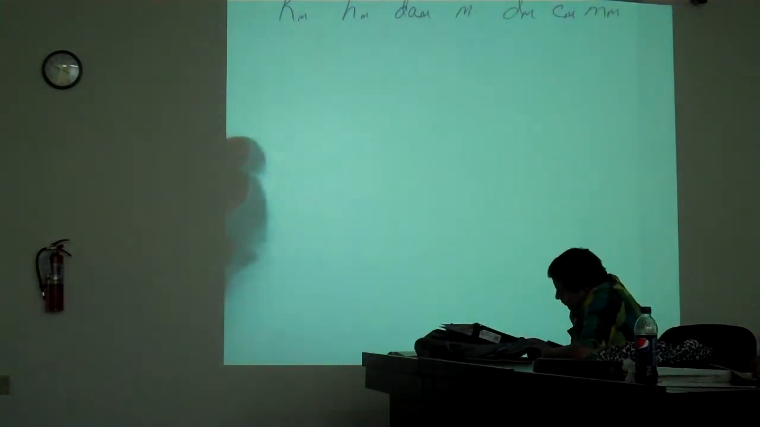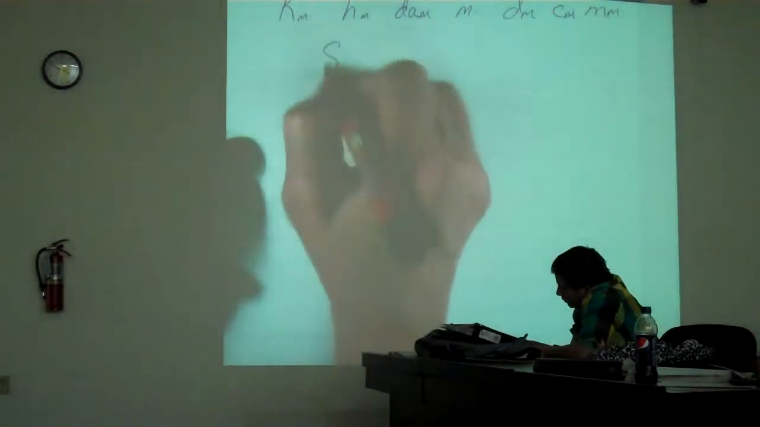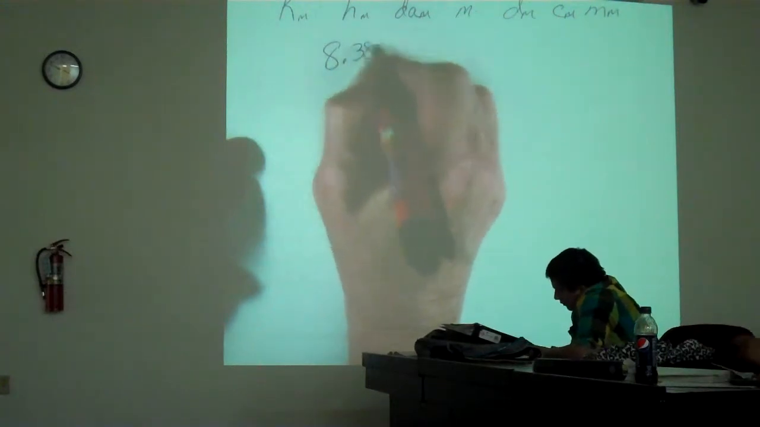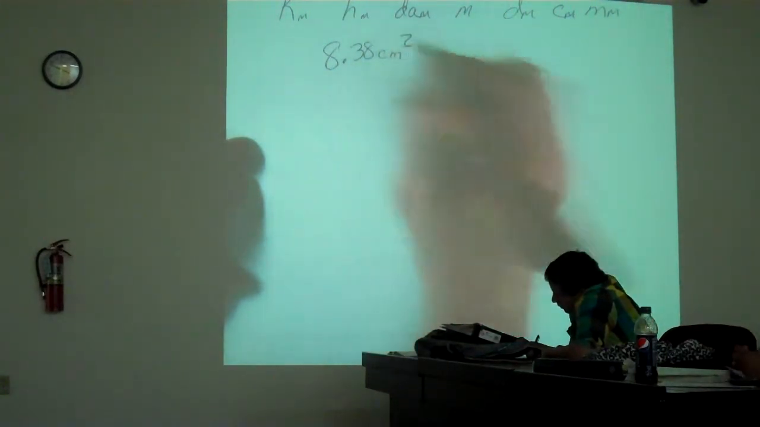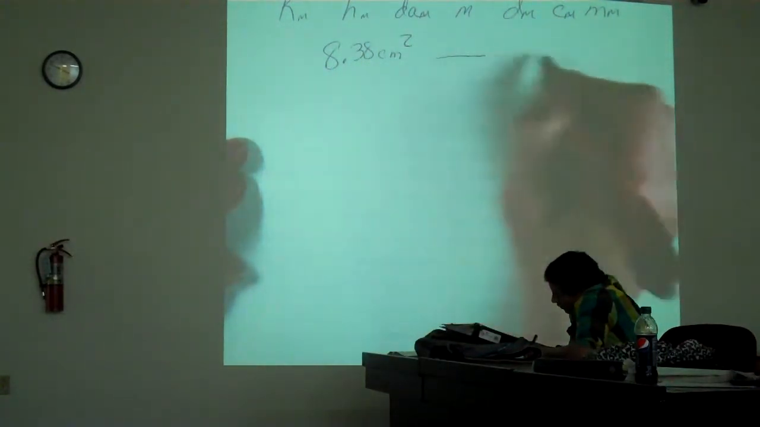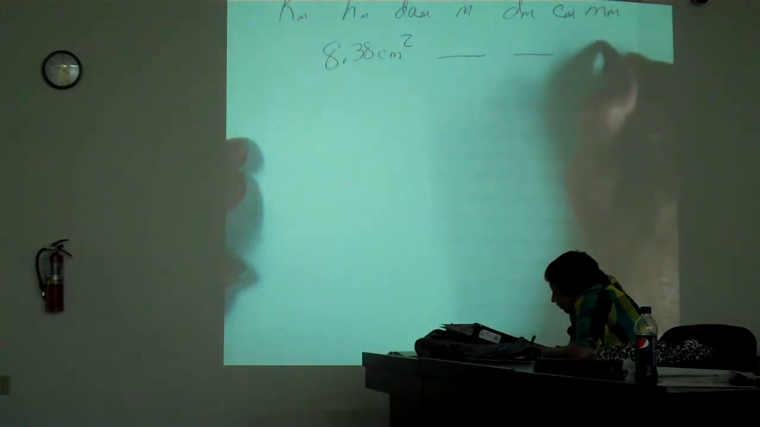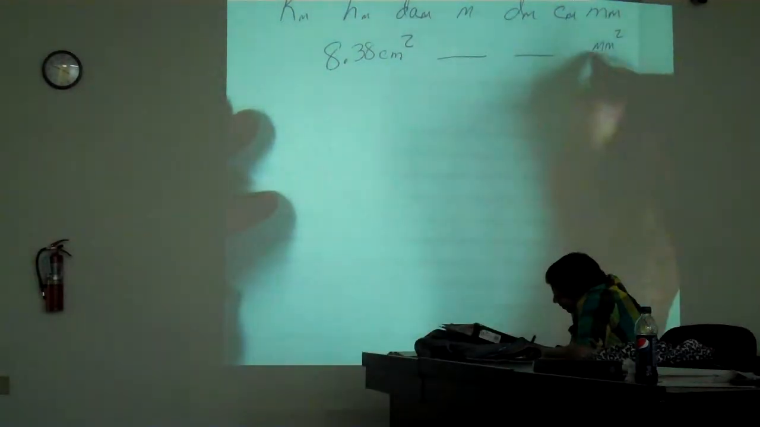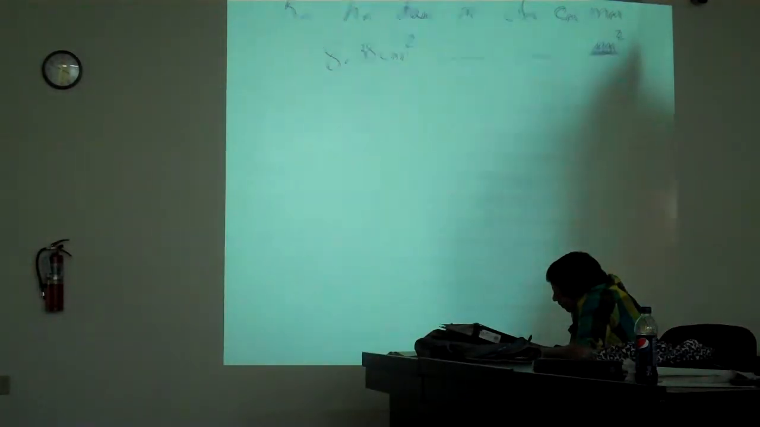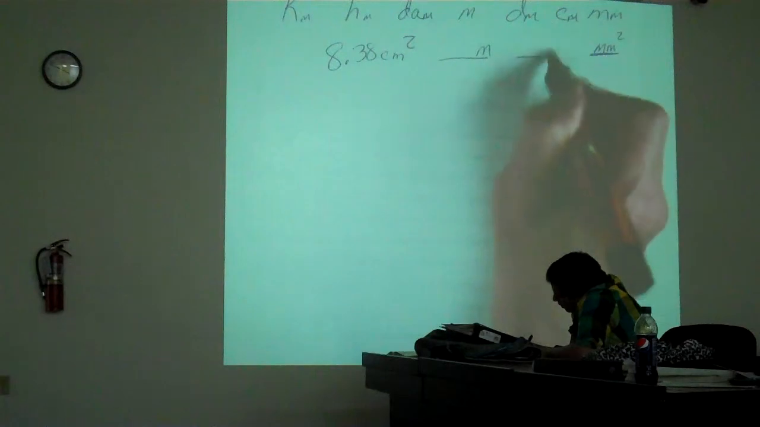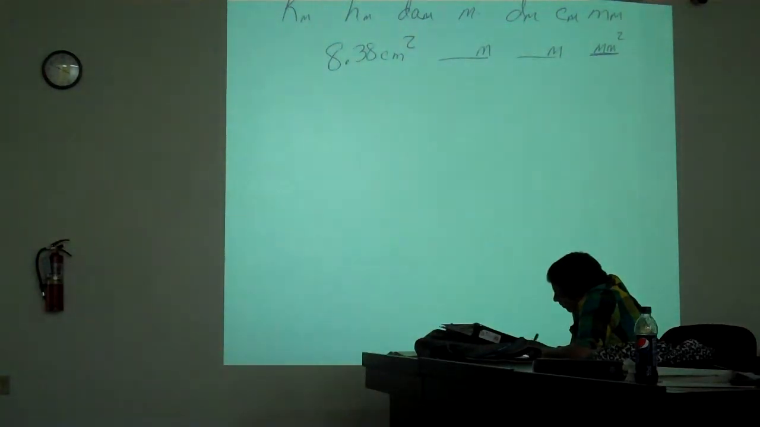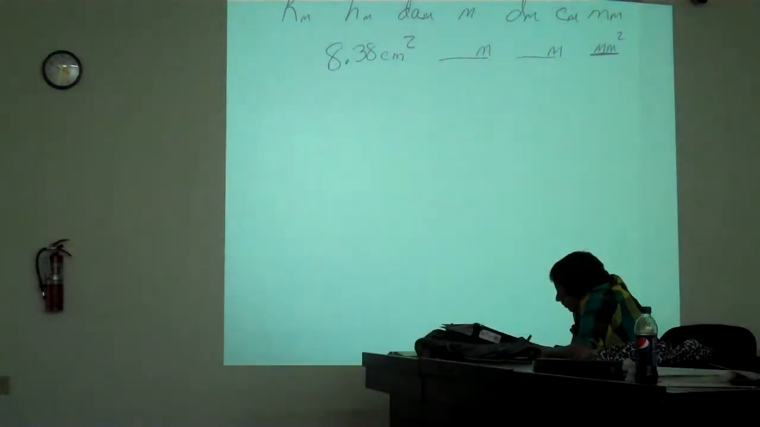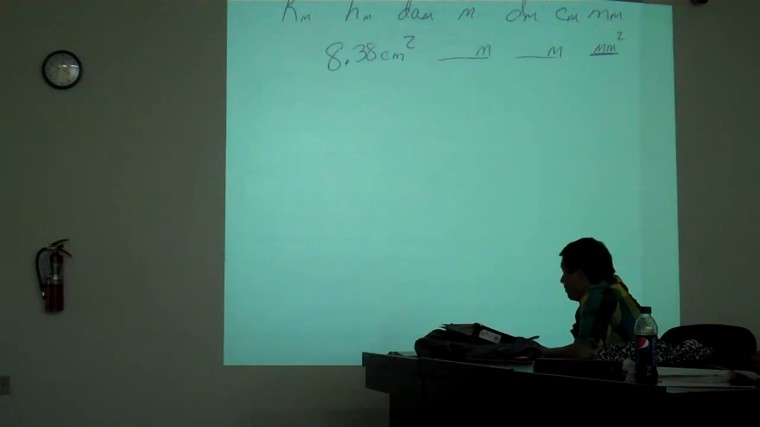Okay, let's do 8.38 square centimeters is how many millimeters squared. Millimeters squared means you had to go to meters 2 times, right? We're not really going to be doing any multiplying or dividing. I just did that to show you that you're going to be doing it twice, okay?